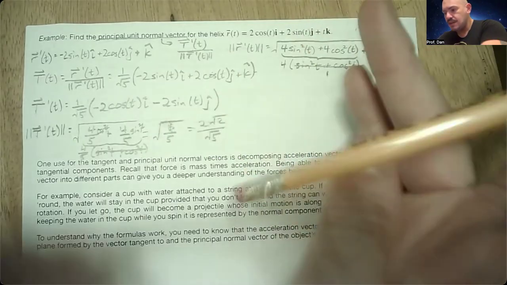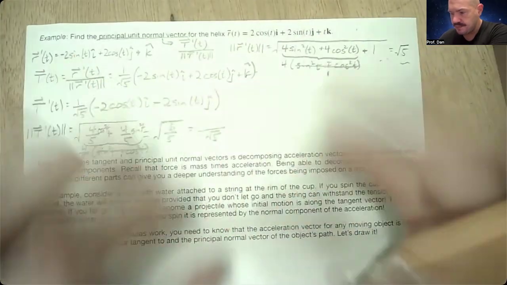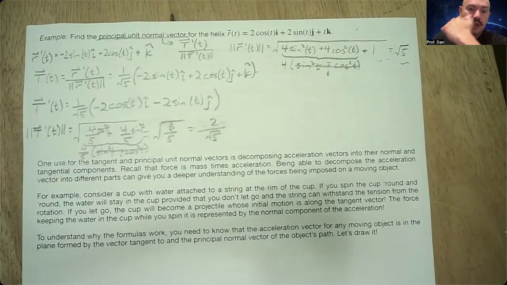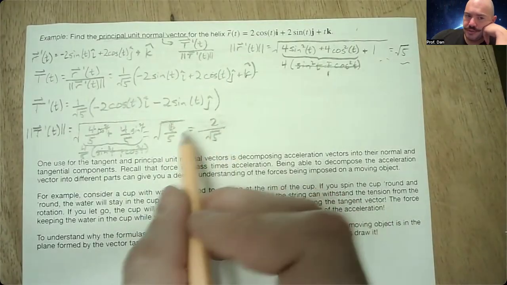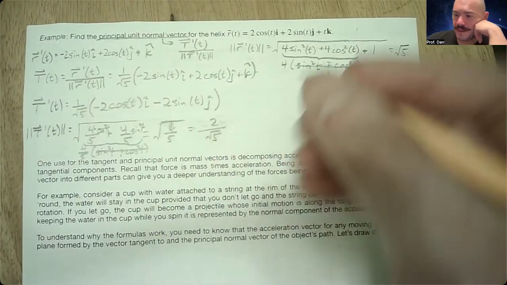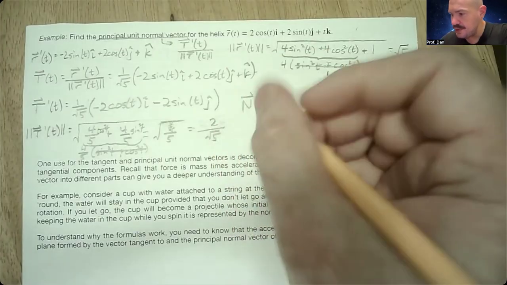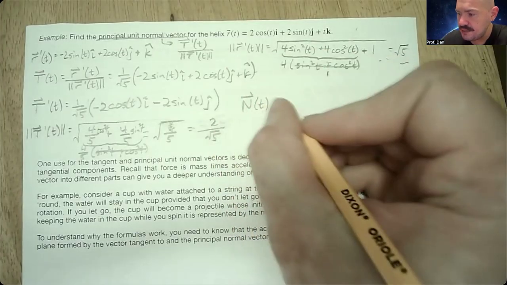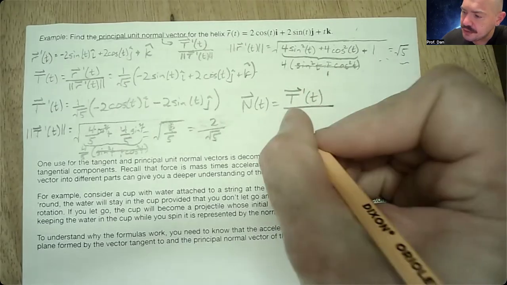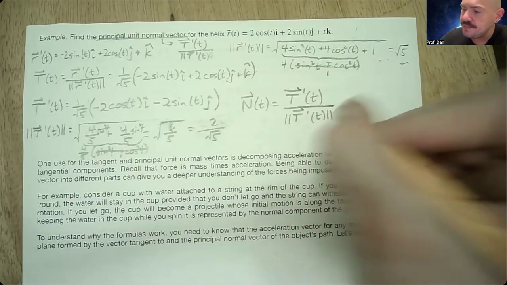So instead of getting 2 square root 2 over 5, we're just going to get 2 over the square root of 5. All right, the square root of 4 is 2, divided by the square root of 5 gives us that norm. Okay, so then my principal unit normal vector, n of t, is defined as the derivative of my unit tangent vector divided by its magnitude.